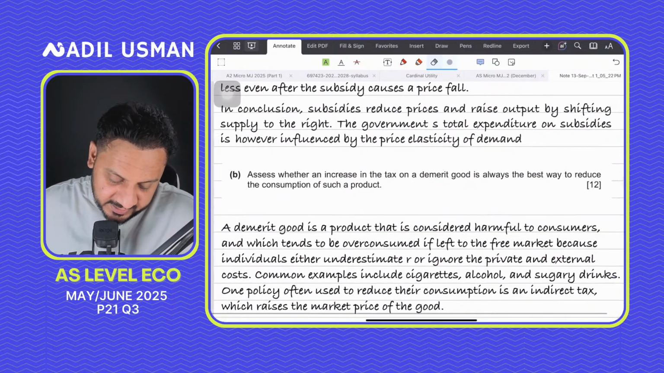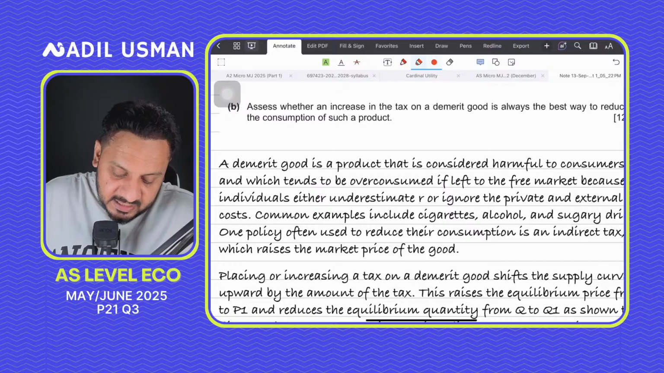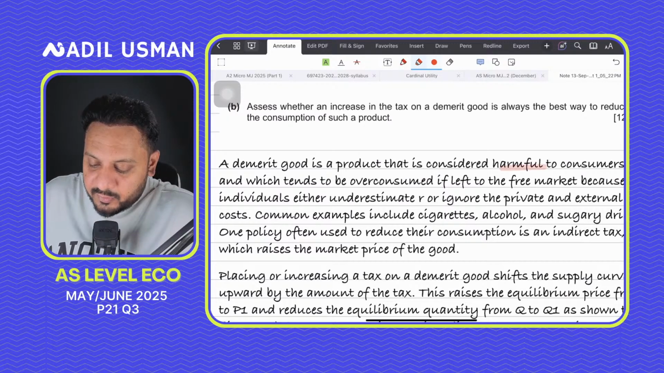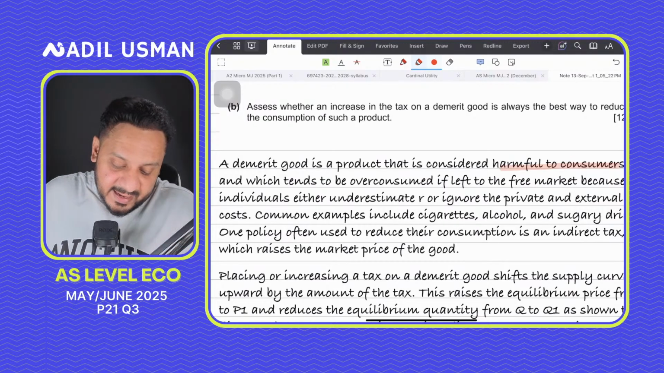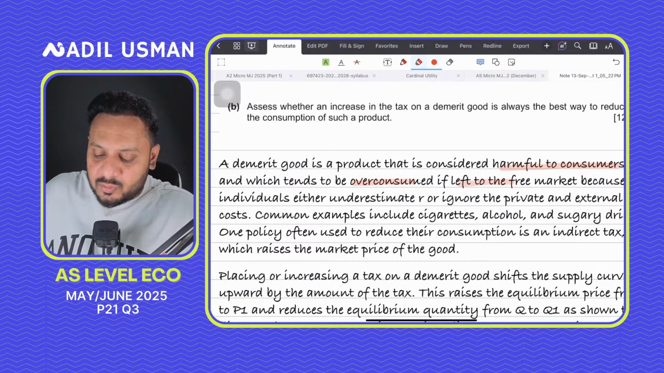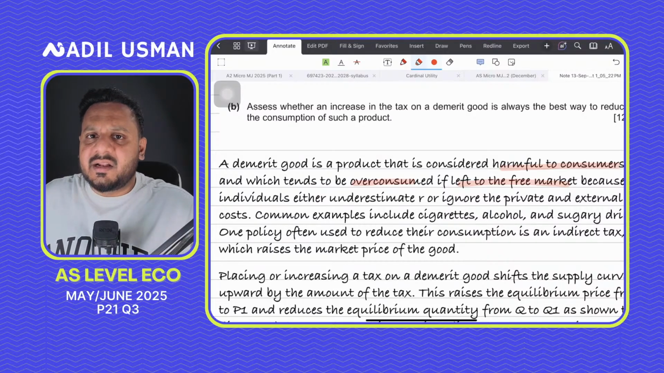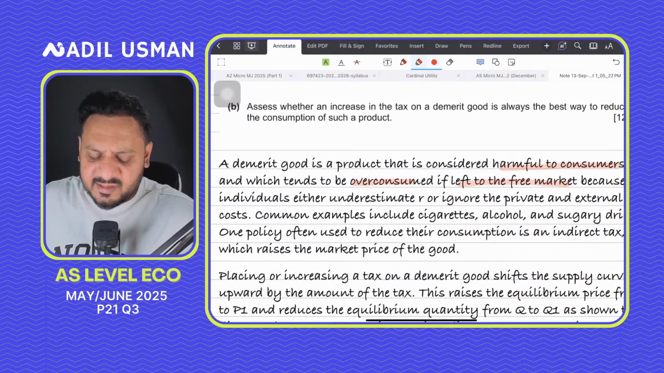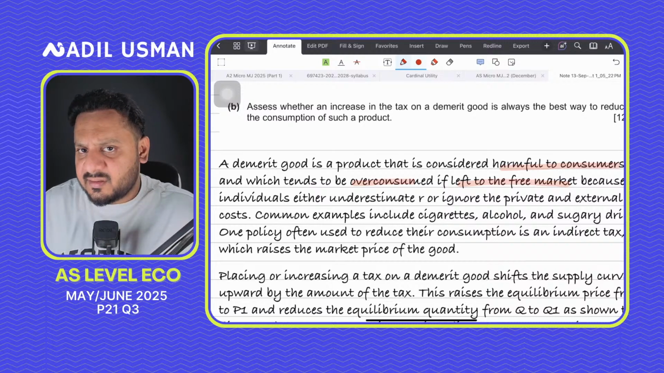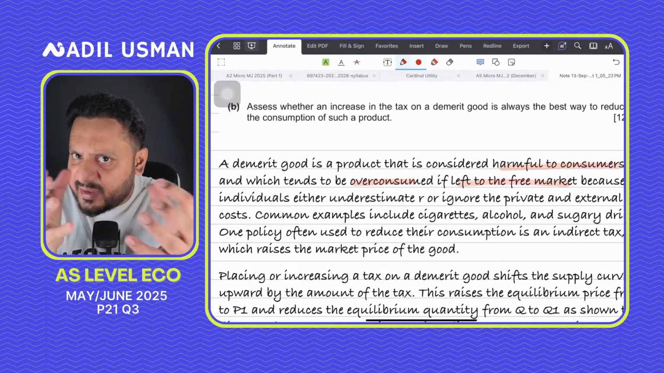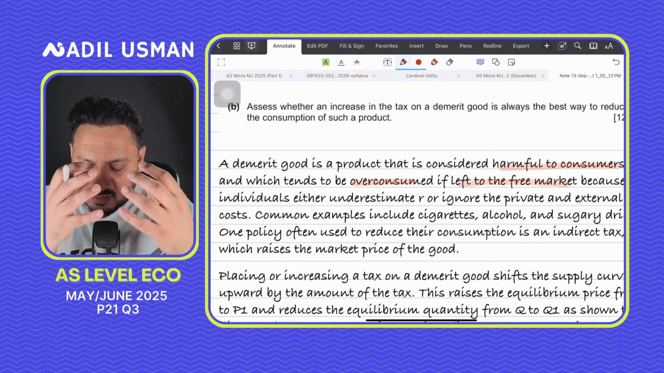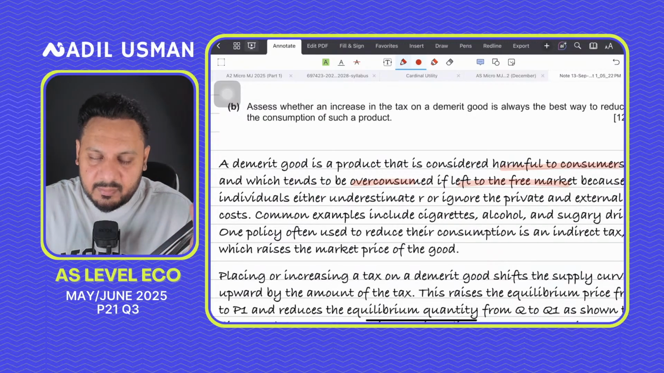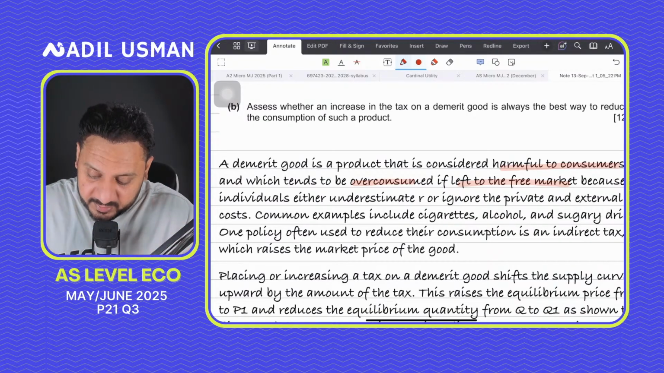information provision. So yeah, you'll start off the answer by saying that a demerit good is a product that is considered harmful to consumers more than they realize, right? And which tends to be overconsumed if left to the free market. The reason I've mentioned this in the first line is because the government is trying to reduce the consumption. So in the first line, I'm actually identifying what the problem with demerit goods is and what problem we are trying to cater to: the misallocation in the market for demerit goods, that it is being overconsumed and hence overprovided.